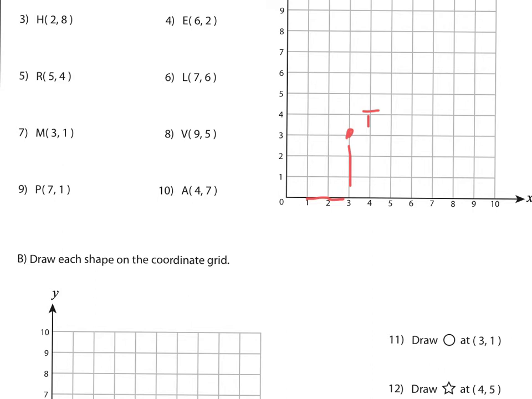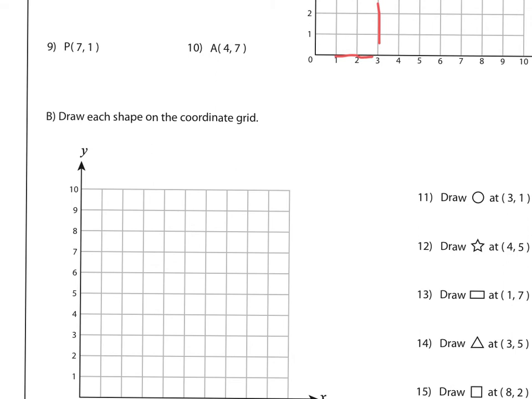And now, for the next graph, I will do number 11. So let me move that up so we can see it. Number 11 says draw a circle at 3, 1. So I'm going to go to the right 3. 1, 2, 3. And I'm going to go up 1. And I'm going to draw a circle there. So that is the assignment for this sheet.